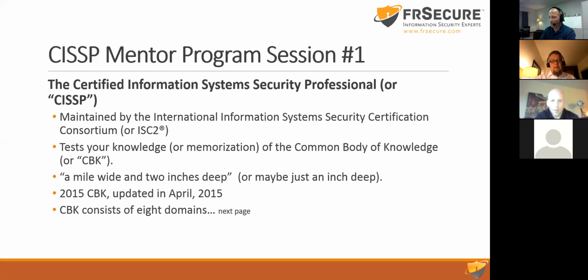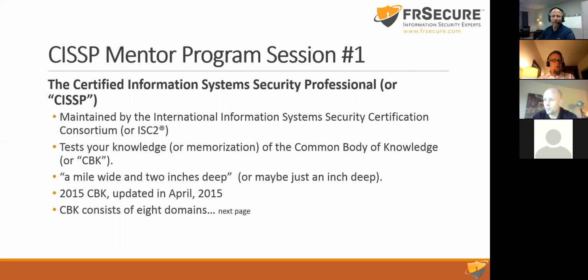What it really is testing is your knowledge of the common body of knowledge, sometimes referred to as the CBK. You'll have to memorize it. A lot of things will be new concepts. I don't know how many times I've said memorize, but there's a reason why I keep saying it. You really do have to memorize a lot of the information. Now, there are a lot of things in the CBK that I don't really practice on a daily basis. It's usually because I have a different specialty. I work on a different part of information security.